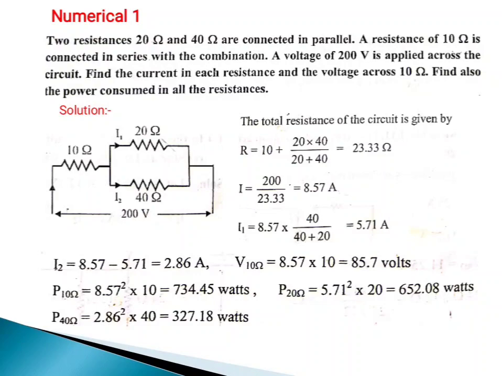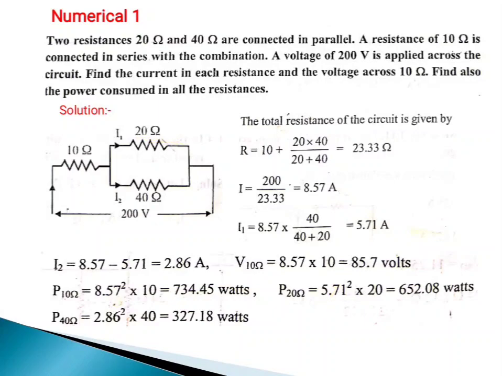Then how are we going to find the power now? That is I square R. P is equal to I square R. So the power across the 10 ohm resistor is the current flowing through the 10 ohm, 8.57 square, into the resistor 10. We get 734.45 watts.